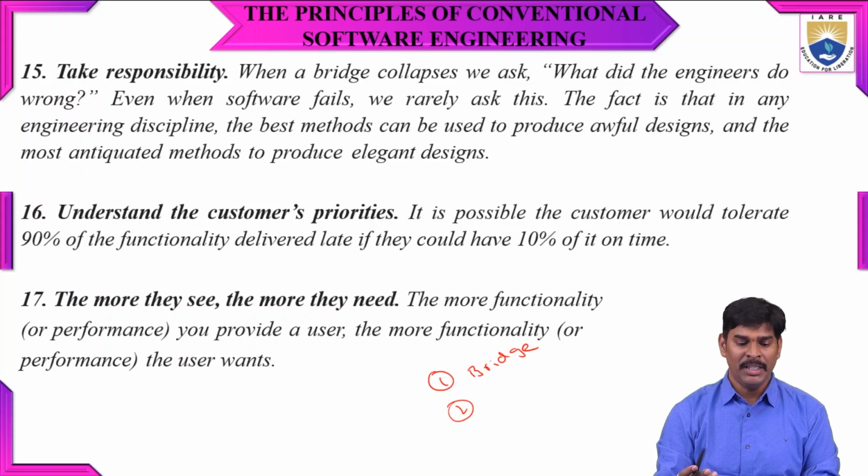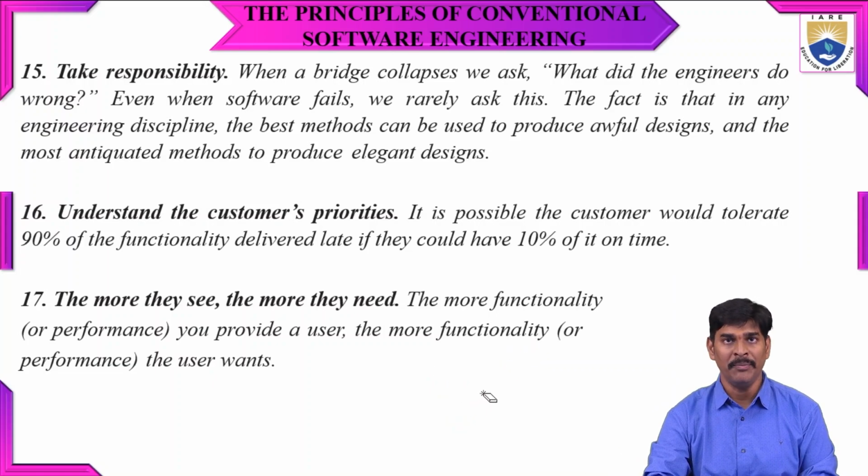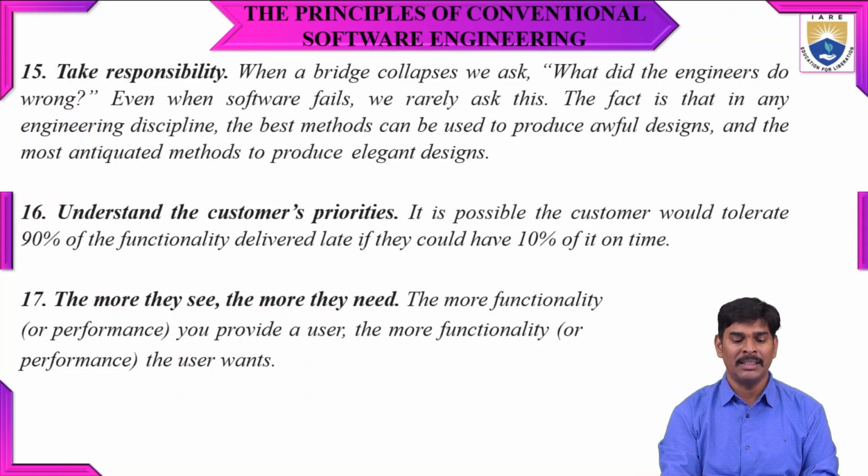Okay, so engineering discipline is very important for designing good software. The next principle is understand the customer priorities. Mainly, 100% we need to consider that customer satisfaction is very important for designing the product. It is possible the customer would tolerate 90% of the functionality delivered late, if they could have 10% of it on time. So mainly we need to check the customer priorities within the stipulated time.